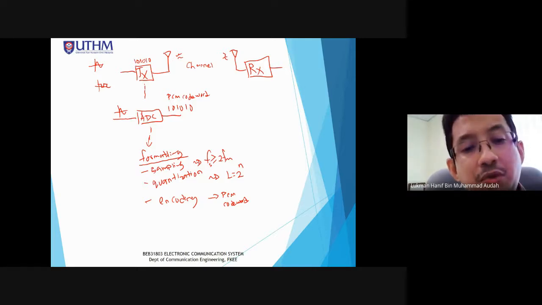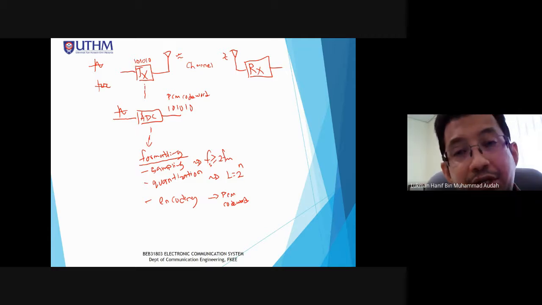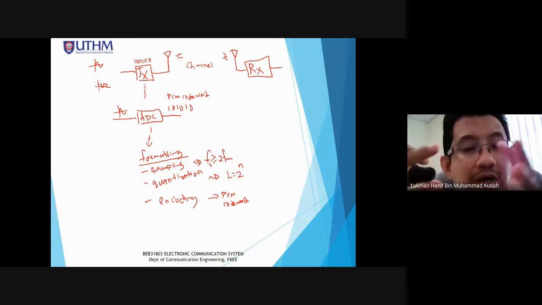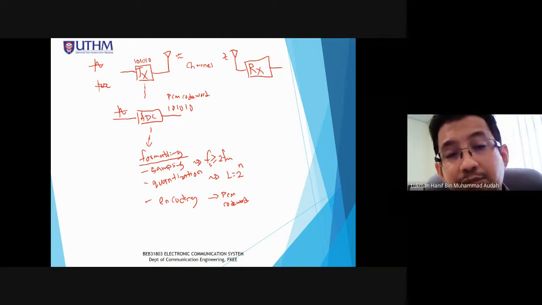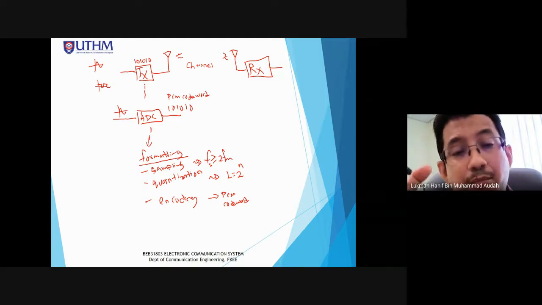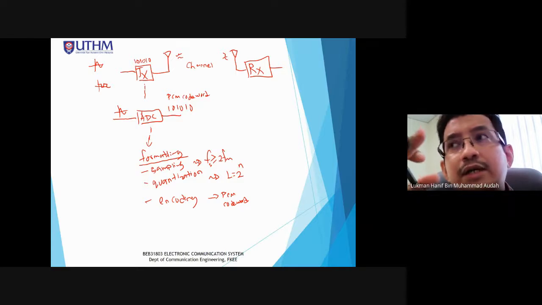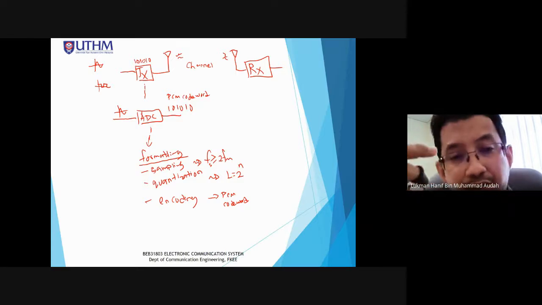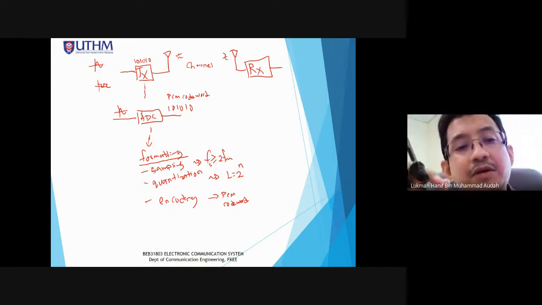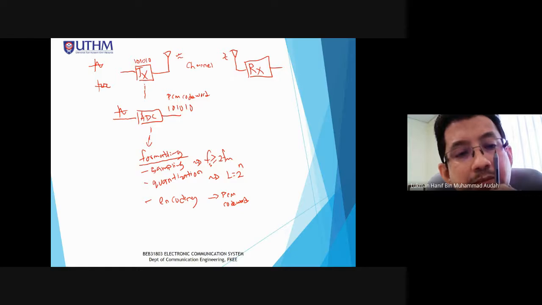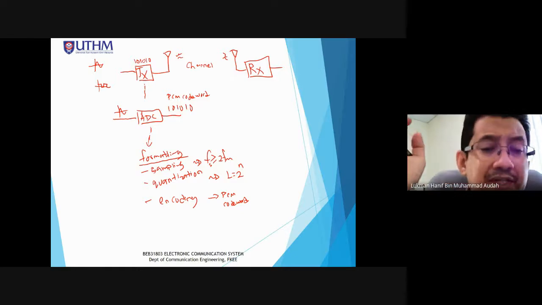Okay, so after we convert it into digital data, we do some other processes. Dalam digital system dia ada beberapa proses lagi. Sama ada nak buat encoding, compression, kita nak buat untuk security dan sebagainya. Dia ada banyak-banyak proses dalam transmitter. Okay, so now let's say that we want to transmit this data. Macam mana nak transmit data ni?